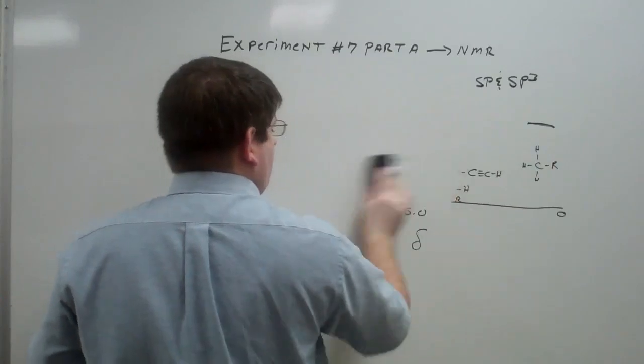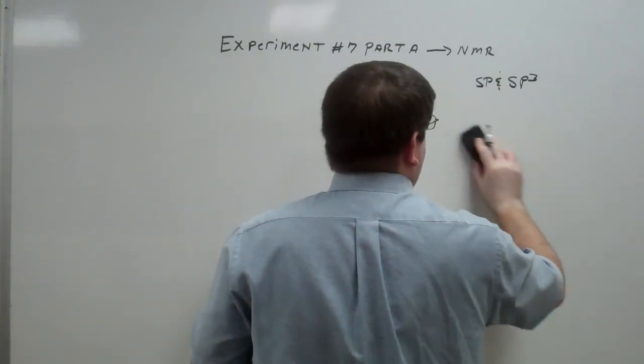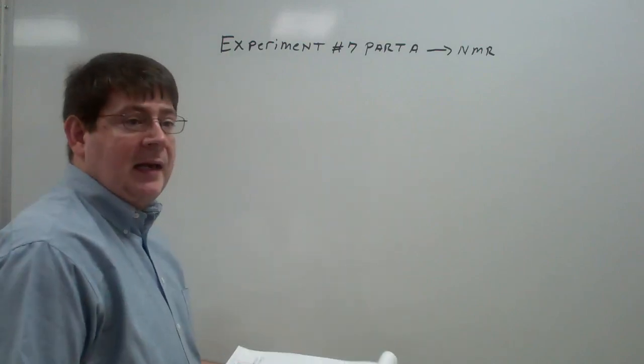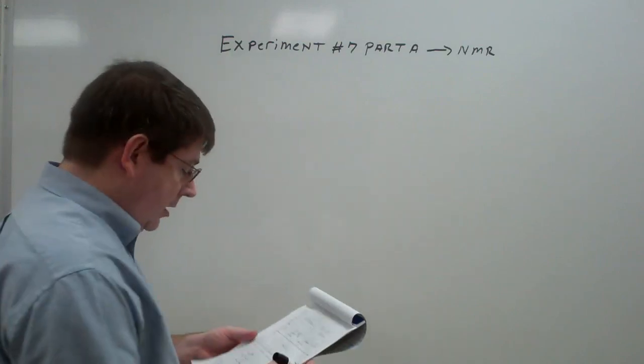So now I want to do an example that's not in your book. And what we're going to do is we're going to predict what that NMR spectrum should look like for the molecule.